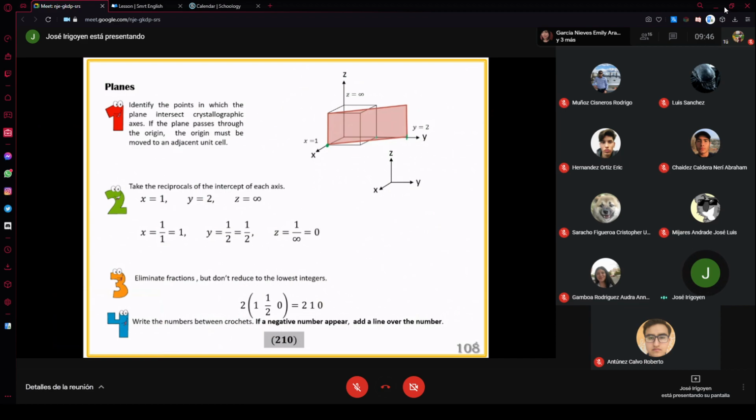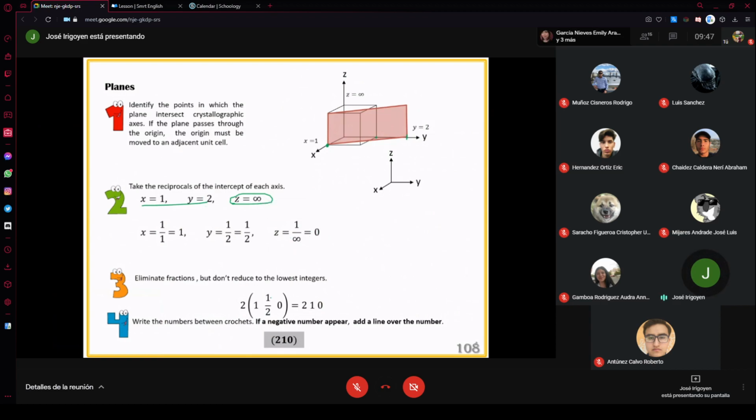Remember that we're moving in terms of unit cell units, or lattice parameter units. So y equals 2 at the intersection. And as you can see, the plane is parallel to C, so because there's never going to be an intersection, C is going to be infinite. So here we have the intersections and the parallel of the plane. Taking the reciprocal, you have 1 over 1, which is 1, 1 over 2, which is 1/2, and 1 over infinite is going to be 0.